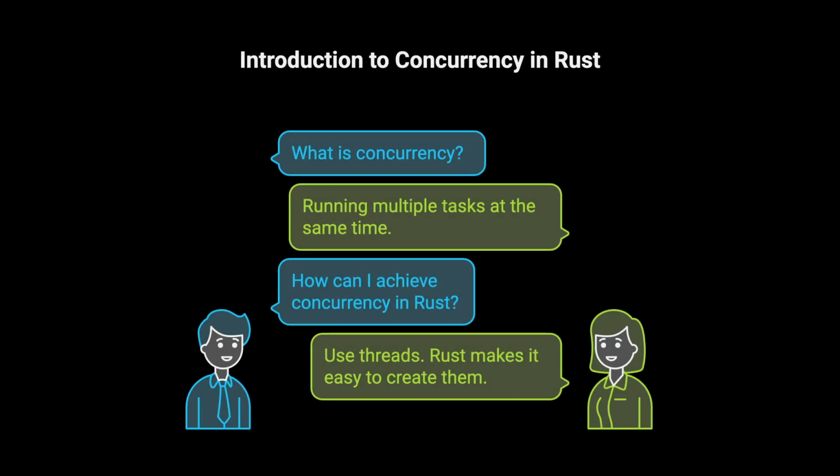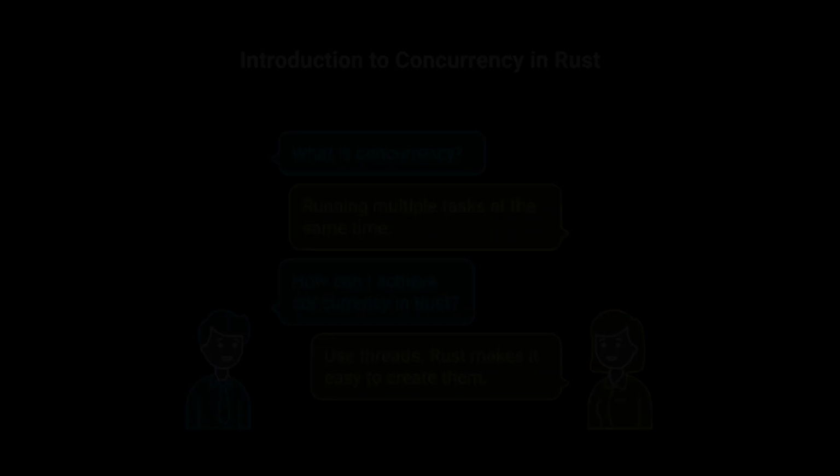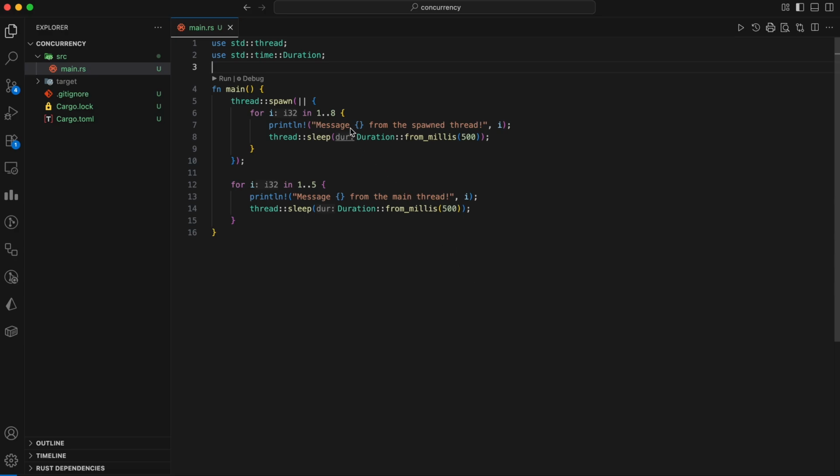Now, let's start at the beginning. When we talk about concurrency, we're usually talking about running multiple tasks at the same time. In Rust, the simplest way to do that is with threads. And luckily, Rust makes spinning up threads really easy. Here's our first example. Okay, what's happening here?